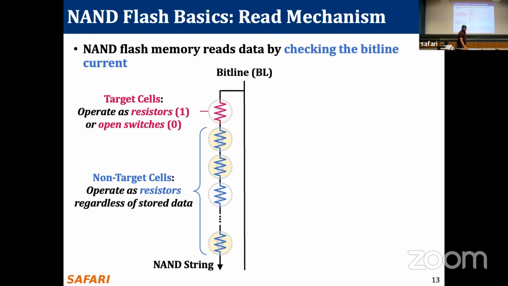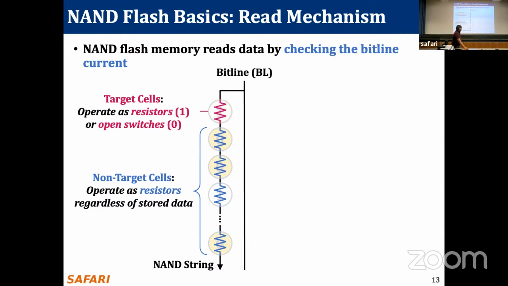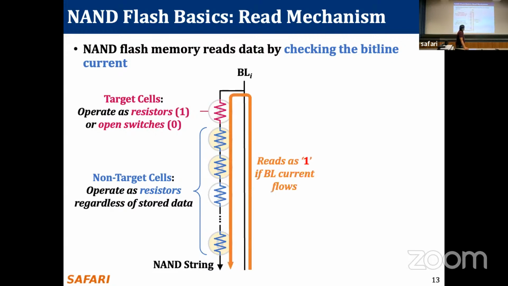So this is the target cell that we want to read, and because it has a value 1, or it is not programmed, it acts as a resistor. So during a read operation, when the bit line current flows through the NAND string, the current can flow through, and the sensing circuit at the end of the bit line would read it as a 1.